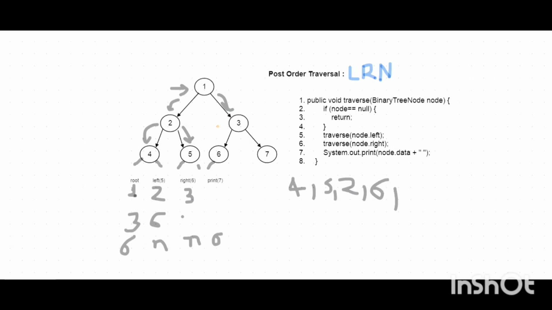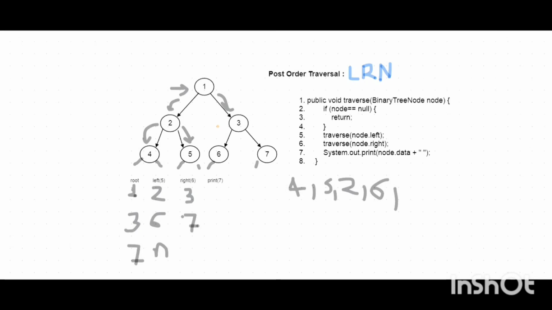And for node 3, we are done visiting the left side. Now we'll be visiting the right side. On the right side, we have node 7. Node 7 will be passed to the traverse method. For node 7, node is not null. From line number 5, the left node will be passed to the traverse method. On the left side of 7, we have null. So null will be passed to the traverse method, and the control will return from line number 3.